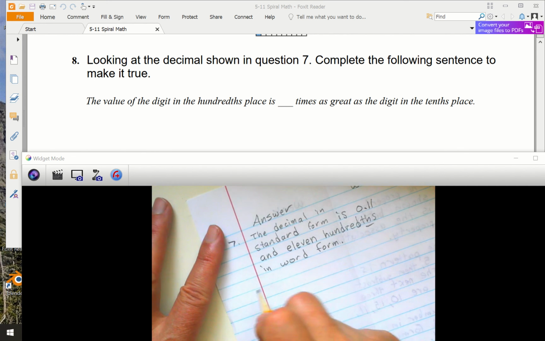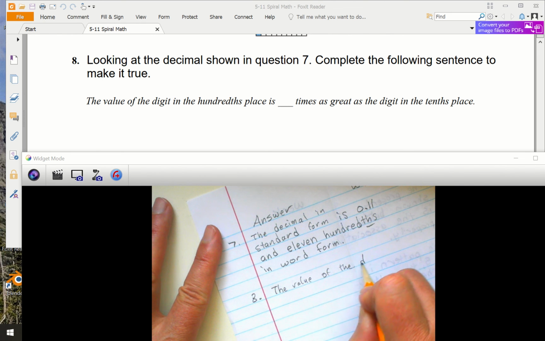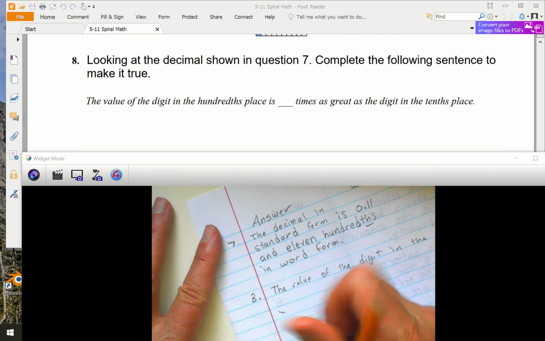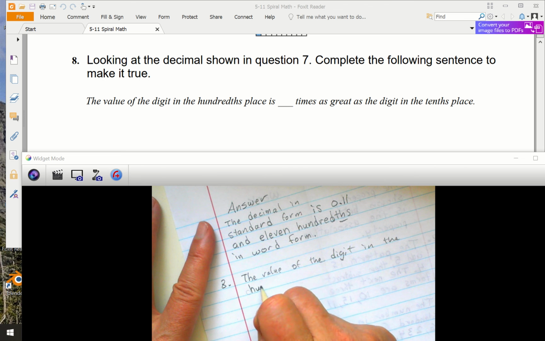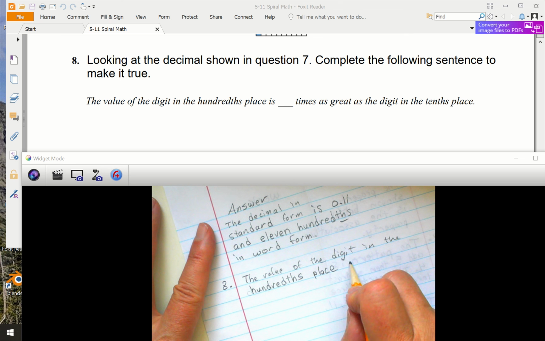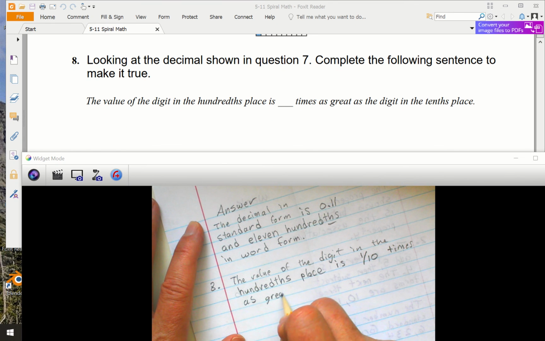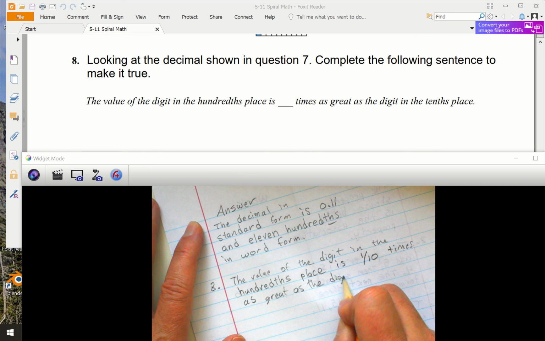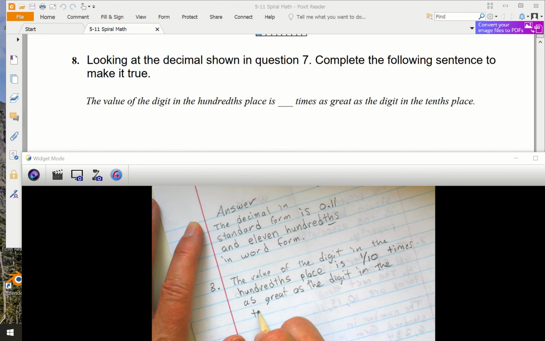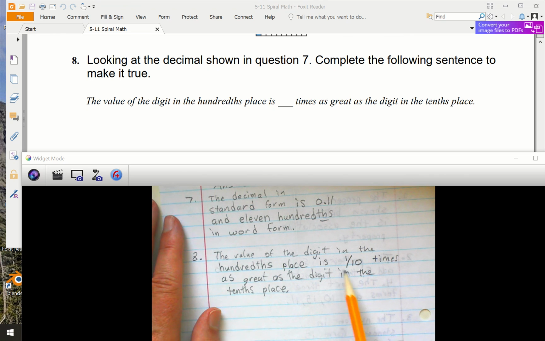And I'm really proud if you wrote this answer sentence, boys and girls. The value of the digit in the hundredths place, make sure you spell that correctly, is, and I want you to put 1/10 times as great as the digit in the tenths place. Make sure you're using 1/10 here as the correct answer.